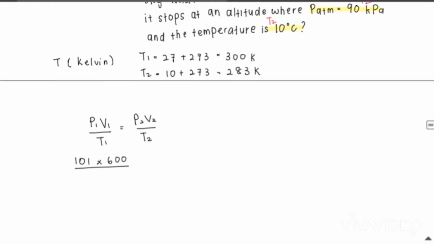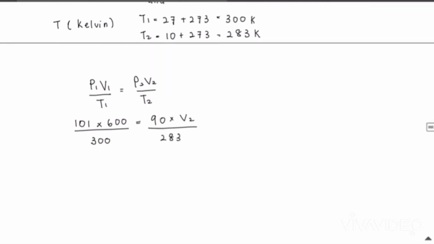Okay, substitute this data. So, T1 is 300, equals P2, which is 90, times V2, the one that you are searching for, the one that you are calculating, and T2 is 283. Alright, just rearrange it and you will get the final answer of 635.2 cm³. Therefore, this is the new volume when the balloon ascends.